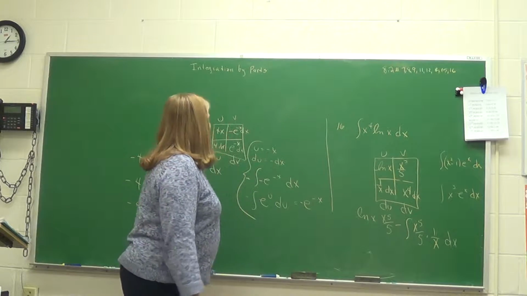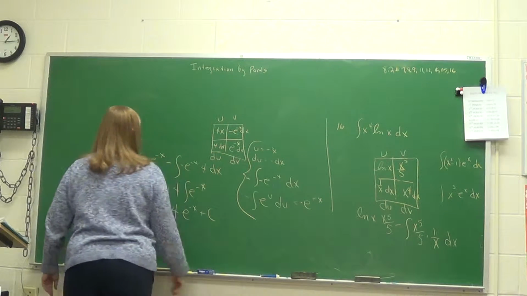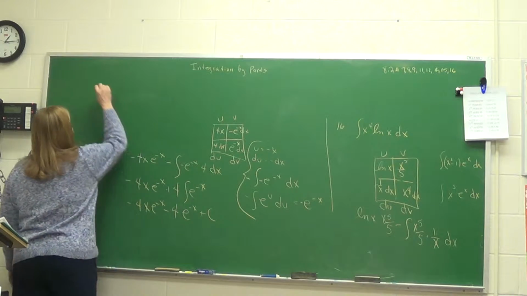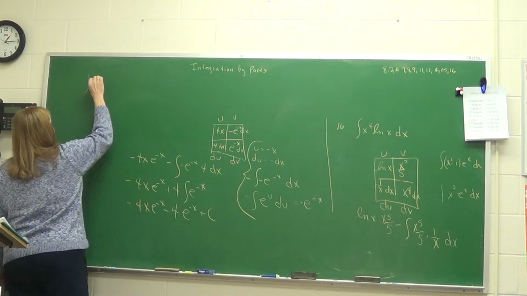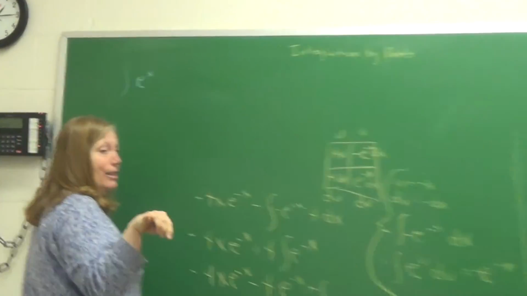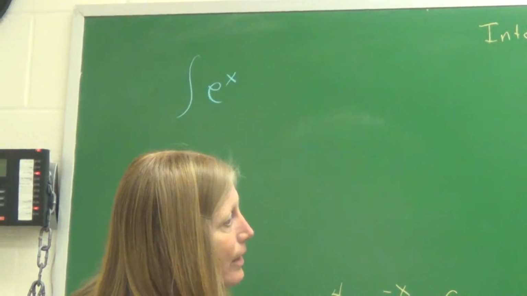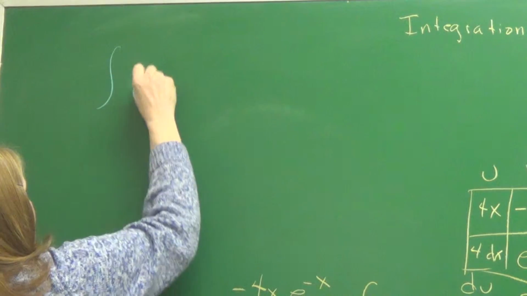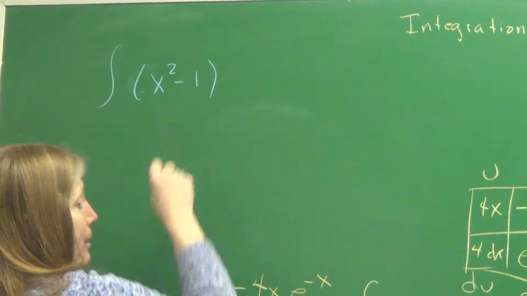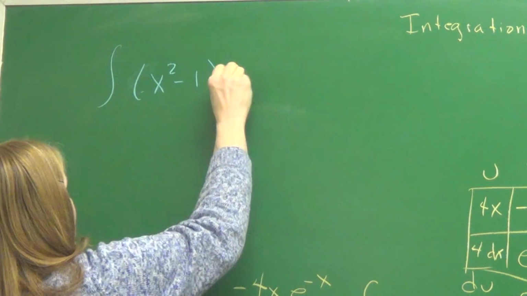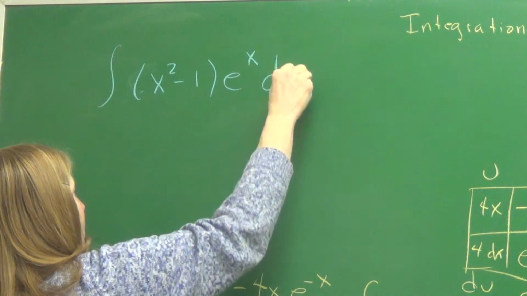All right, let's look at this first example. I laid them out there so I could grab them. Does this show up? I might have to change the chalk. It shows up. Okay. So e to the x, well, let me see. It's an x squared first. X squared minus 1, and then e to the x dx.